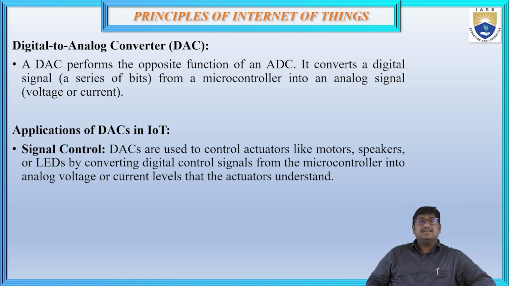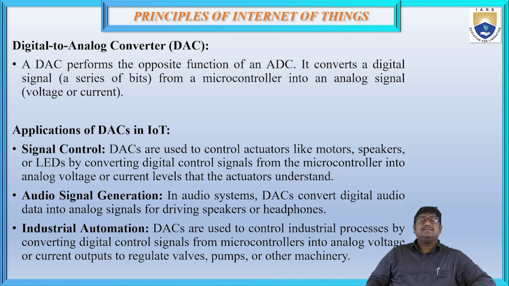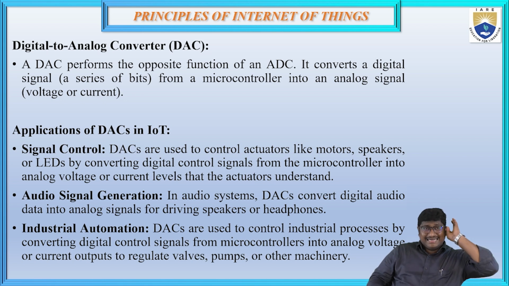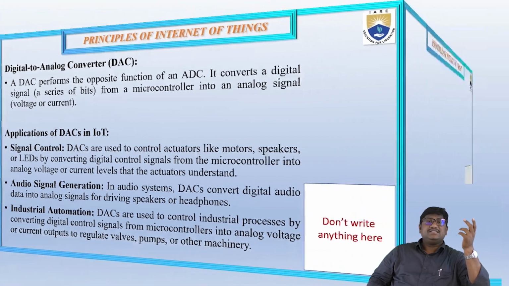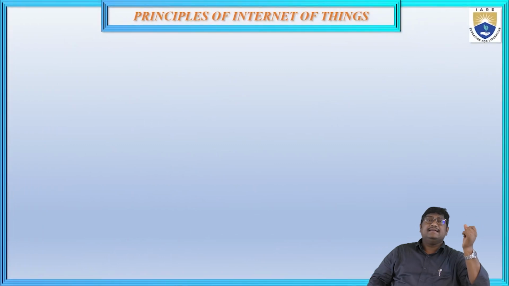And what are the applications? Signal control, audio generation, industrial automation. These are the different kinds of applications of DAC, digital to analog converter. In signal control, we are using actuators like motor speed as well as LEDs. Coming to audio signal generation, a DAC is used for converting the digital audio to analog, for use with headphones. Industrial automation is done in industries.